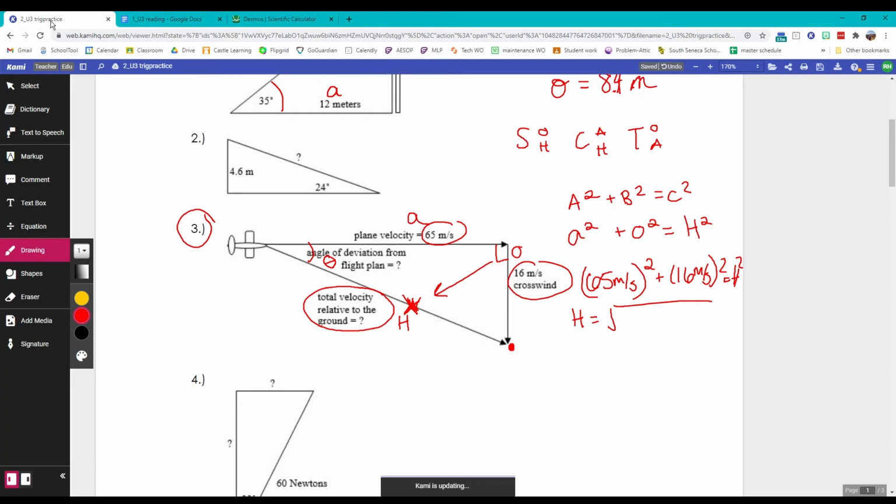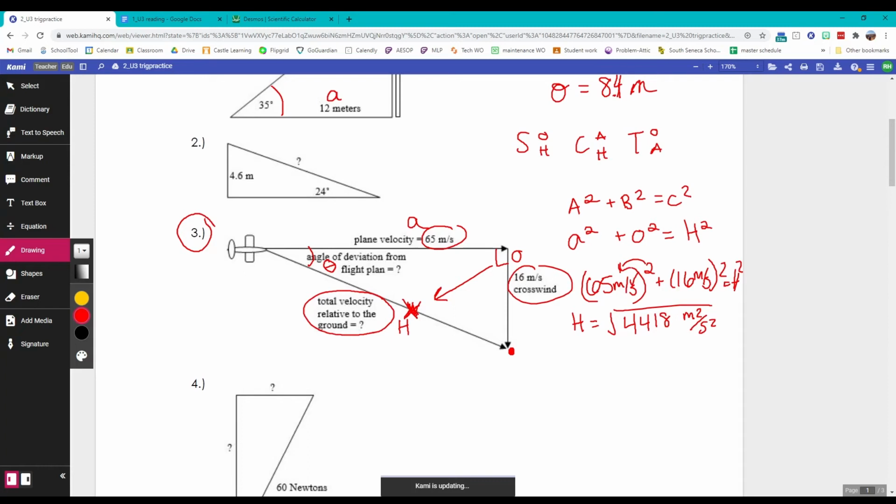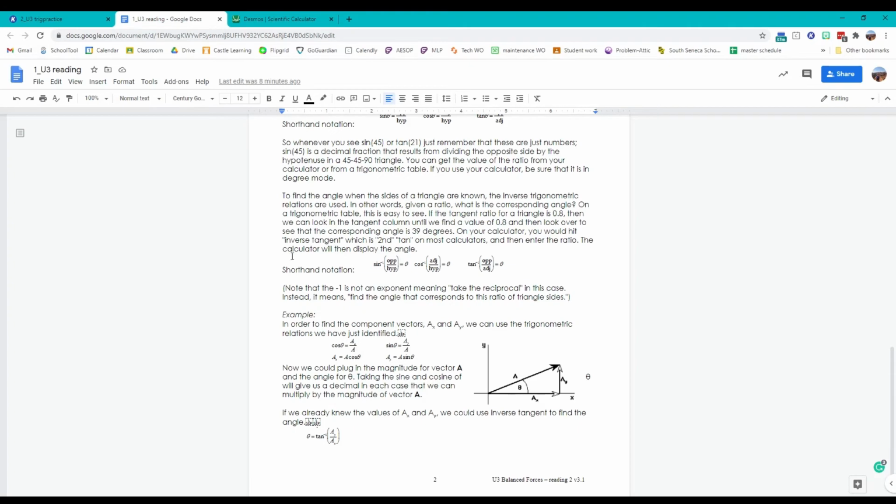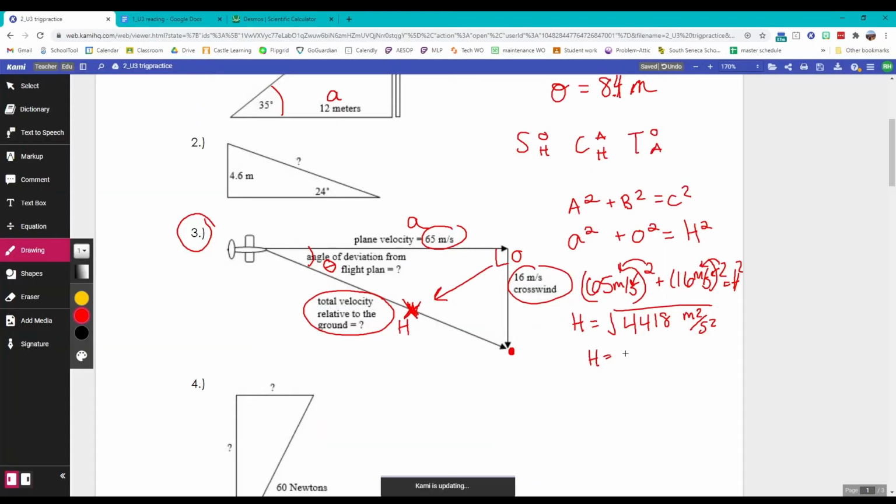4,418. I'll write that down. That will be meters squared per second squared, because the square goes on the units as well as the numbers. So the hypotenuse will be the square root of that. Oh, that was 81, not 18. Good to know. Okay, 66.9. And this is 18 turning into 81.